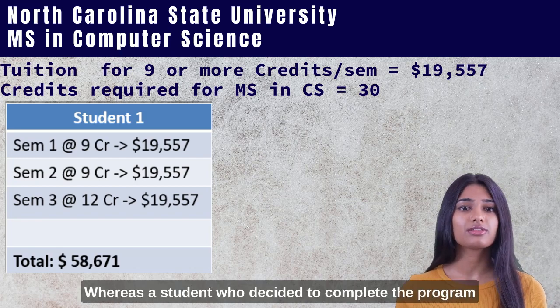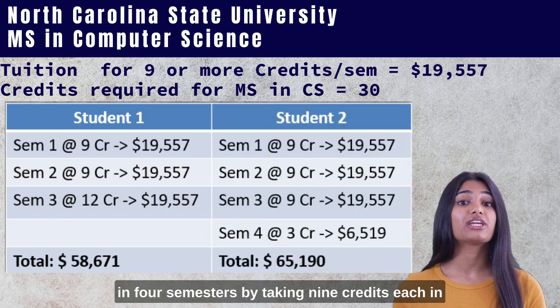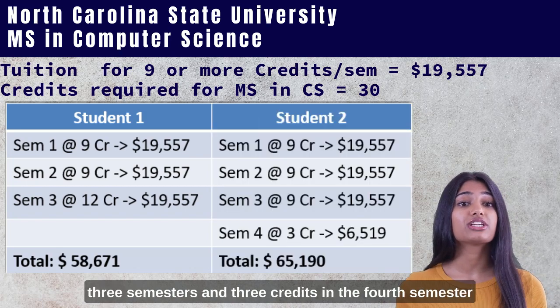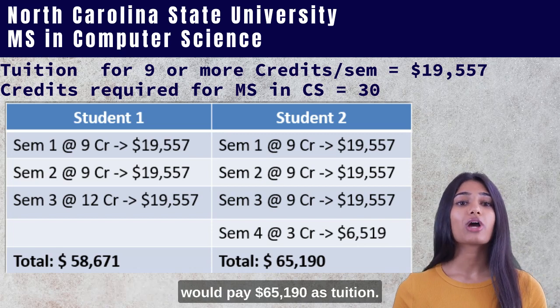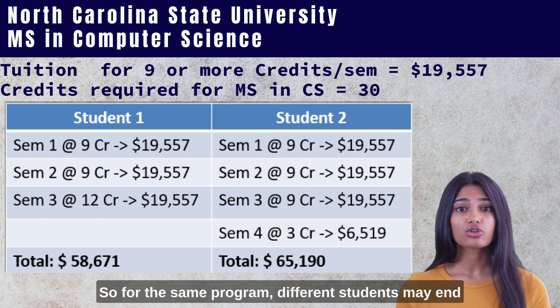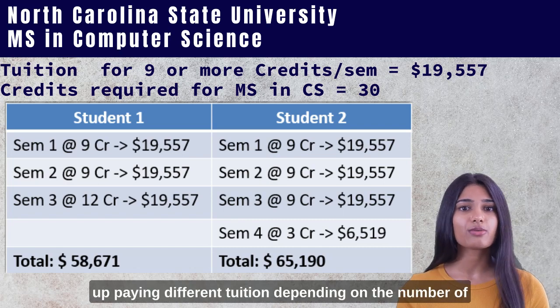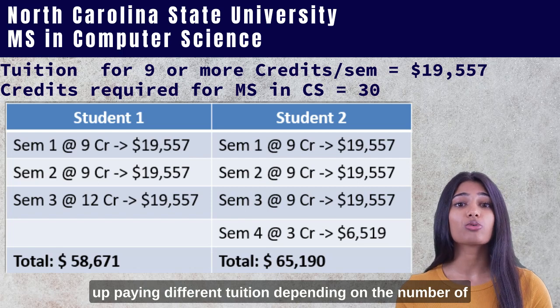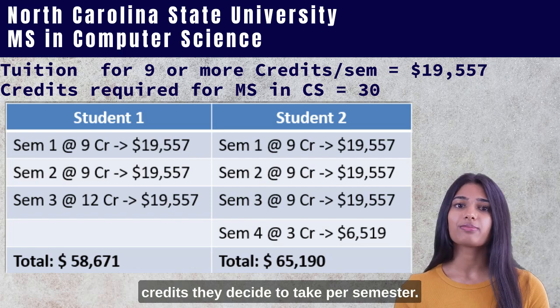$58,671. Whereas a student who decided to complete the program in 4 semesters by taking 9 credits each in 3 semesters and 3 credits in the fourth semester would pay $65,190 as tuition. So, for the same program, different students may end up paying different tuition depending on the number of credits they decide to take per semester.